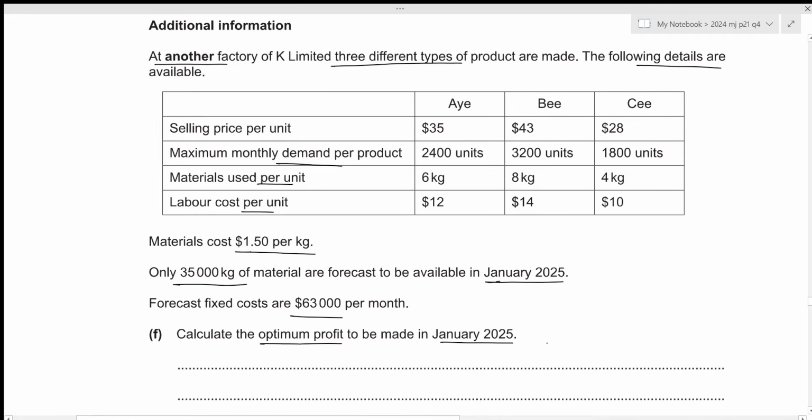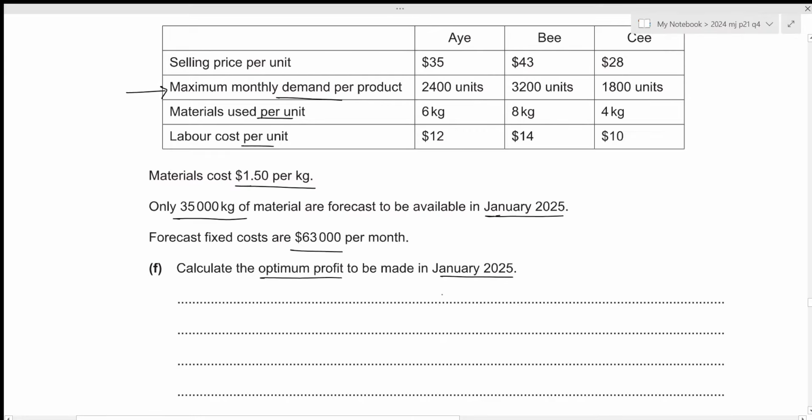Okay, so in this case we have shortage of material. The first thing we need to do is calculate the actual material required in order to meet the maximum monthly demand per each product. So let's do that. We have product A, B, and C. Let us calculate the materials required for the monthly demand. So we already know the number of units for each of the product, and we also know the materials required for each unit. So we can multiply these two together and get the total materials required for the monthly demand.